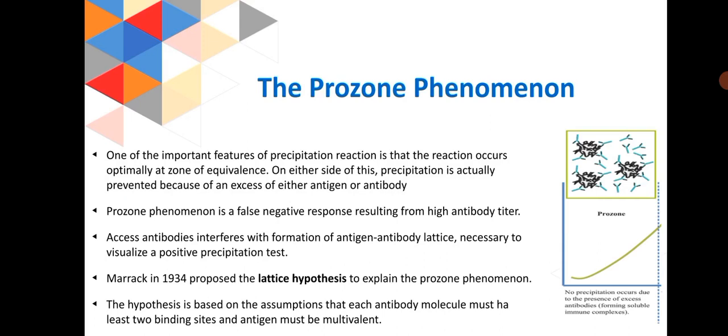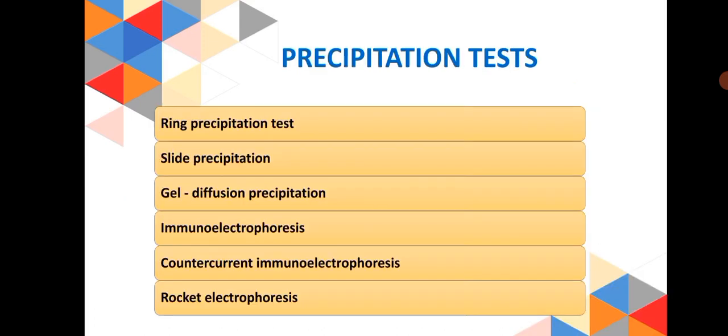Marrack in 1934 proposed a lattice hypothesis to explain the prozone phenomena. The hypothesis is based on the assumptions that each antibody molecule must have at least two binding sites and an antigen must be multivalent. Precipitation tests include the ring precipitation test, slide precipitation test, gel diffusion precipitation, immunoelectrophoresis, countercurrent immunoelectrophoresis, and rocket electrophoresis.